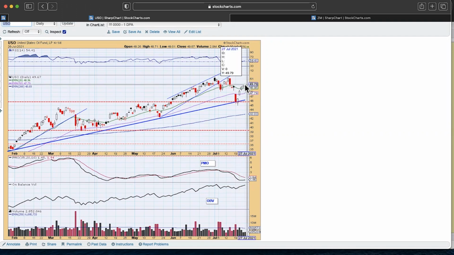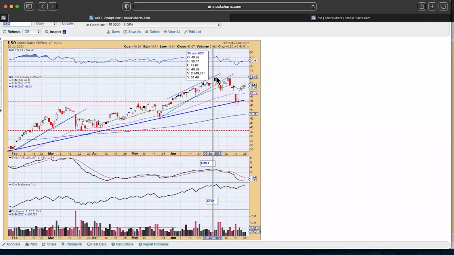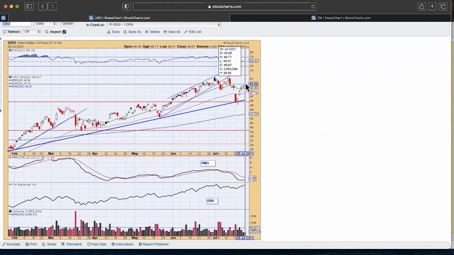So I would expect to see price come up and retest these highs back here from late June, early July. I just am not really thrilled with the way this does seem to be rounding off already before we get there. But the PMO is telling me it's going to be okay, that we should see those highs again.